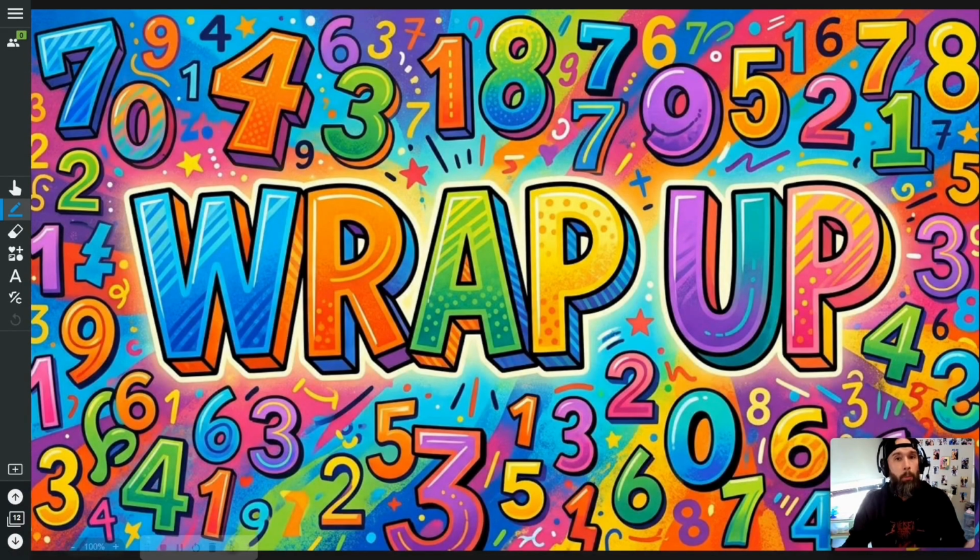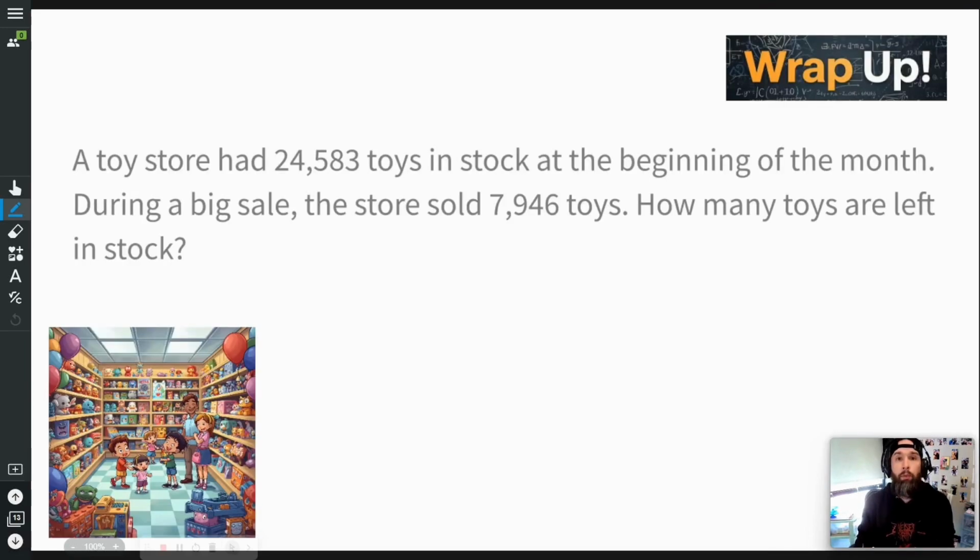So let's wrap this thing up with the word problem. Okay, and when we have a word problem, we have to be very careful to set things up. A toy store had 24,583 toys in stock at the beginning of the month. During a big sale, the store sold 7,946 toys. How many toys are left in stock? Now, they started out with that much and they got rid of that much. This is the subtraction problem.